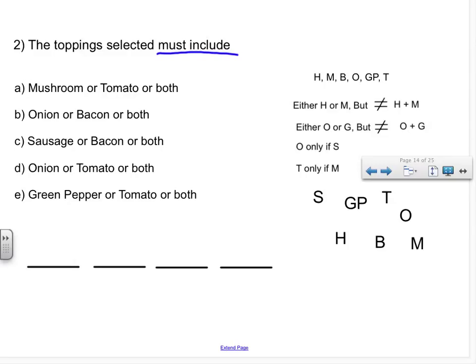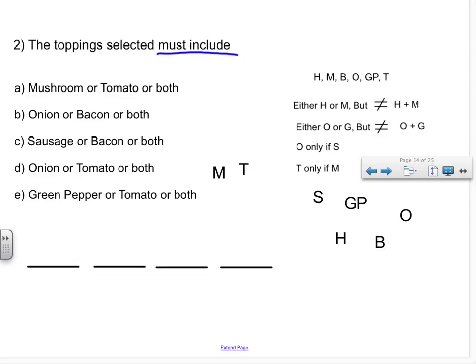So for A, we have mushroom or tomato or both. B, we have onion or bacon or both. C, sausage or bacon or both. D, onion or tomato or both. And E, green pepper or tomato or both. So for the first one, I'm going to put mushroom and tomato off to the side so I'm not tempted to use them.